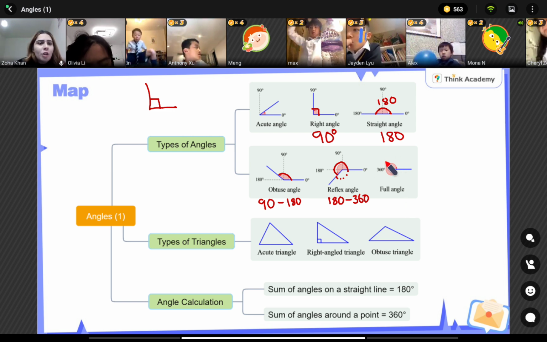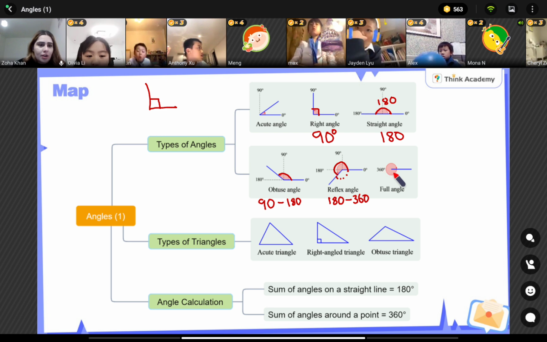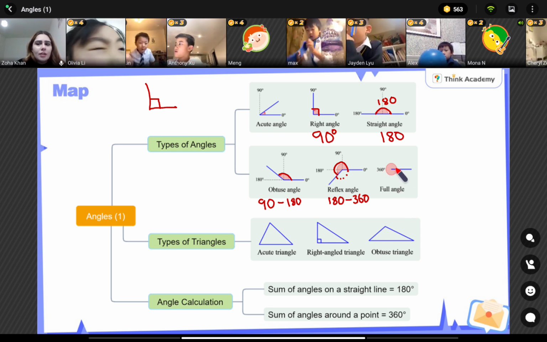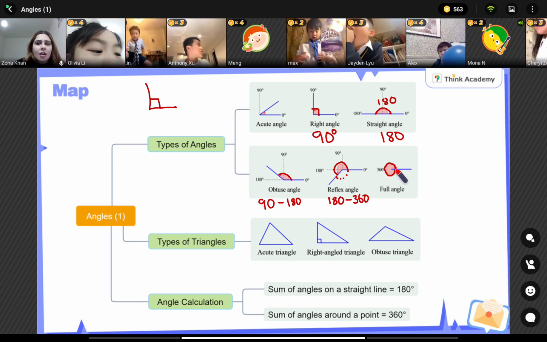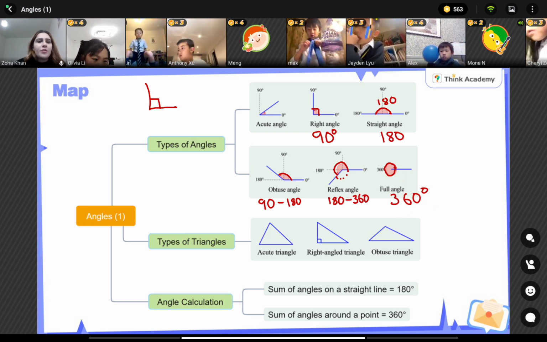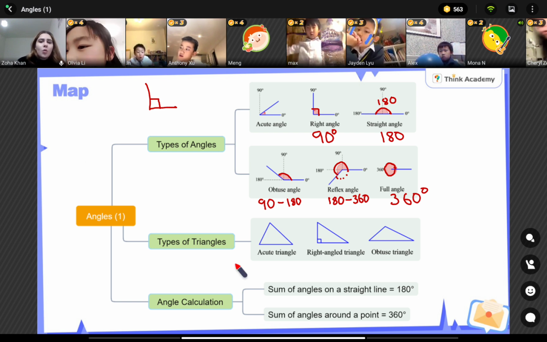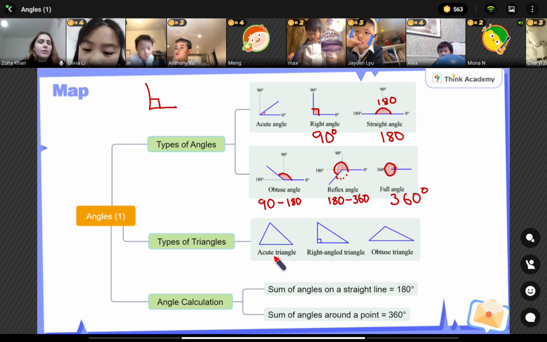Okay. And then the full angle, the full turn, is equal to what, Zemo G? When we have a full turn like this, how many degrees? 360. Good job. Okay, we've got 360 degrees. Very well done. So the next one, Adam, what is an acute triangle?